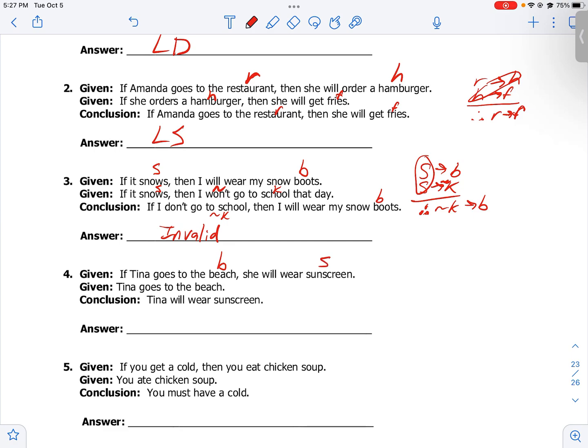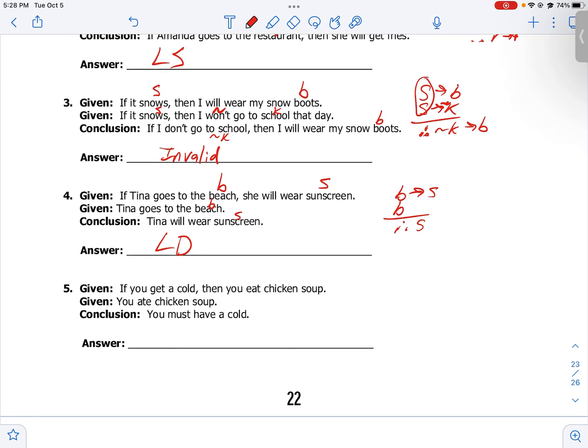If Tina goes to the beach, B, then she will wear sunscreen, S. Tina goes to the beach, B. Therefore, she will wear sunscreen, S. Well, B, then S. We know B. Therefore, falling downhill, we know S. That is an LD, law of detachment.